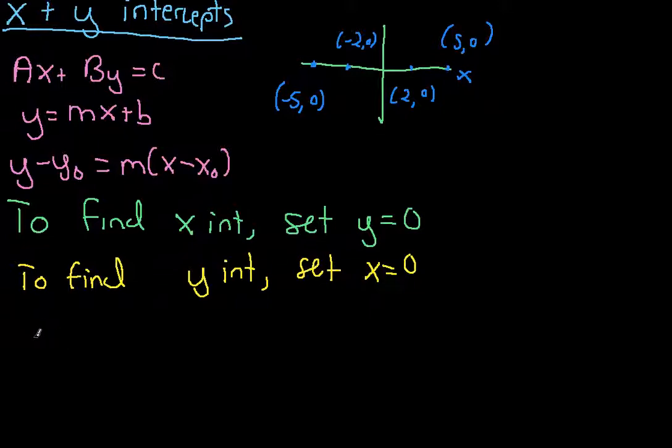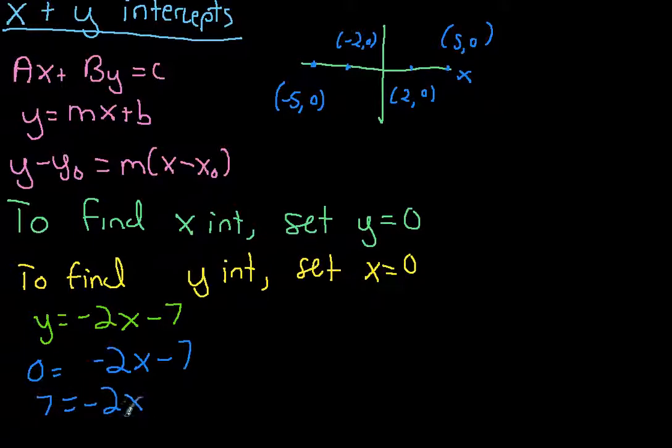So let's say we wanted to do y equals mx plus b. So maybe we had y equals -2x minus 7. And I wanted to find the x-intercept. So in order to find the x-intercept, again, I set y equal to 0. So this would be 0 is equal to -2x minus 7. After I add 7 to both sides, I get 7 equals -2x, and I divide both sides by -2. I see that x is equal to -7/2. So my actual point, my x-intercept, would be the point -7/2, 0.